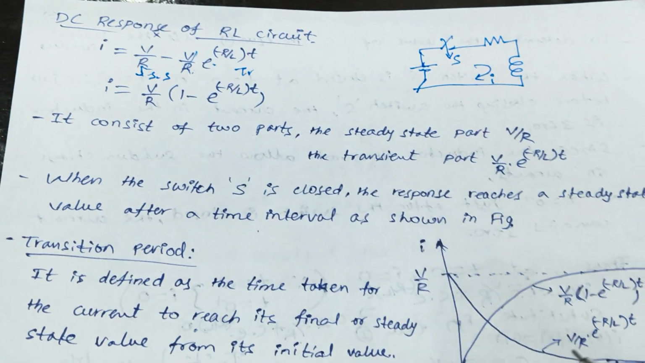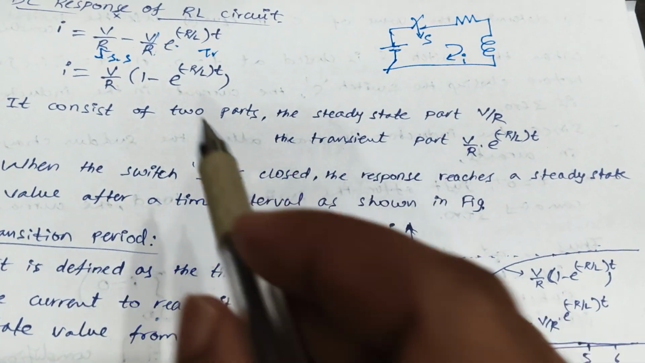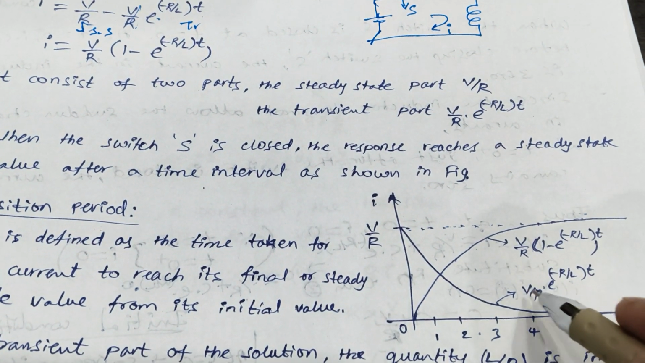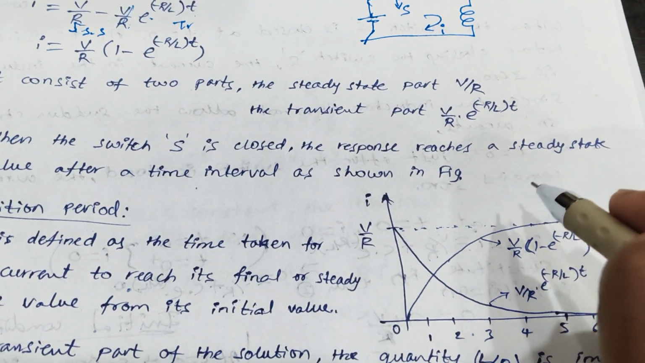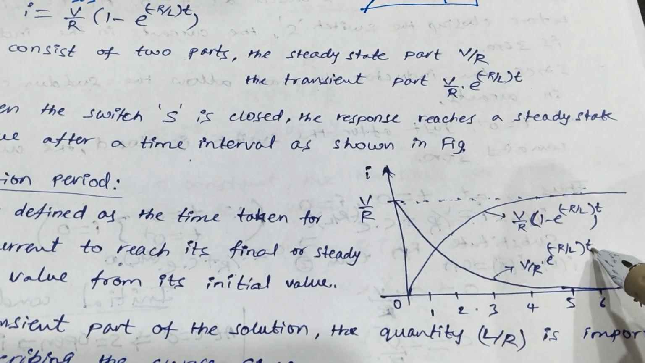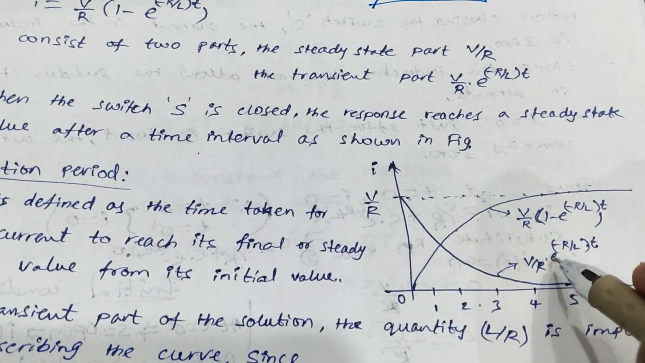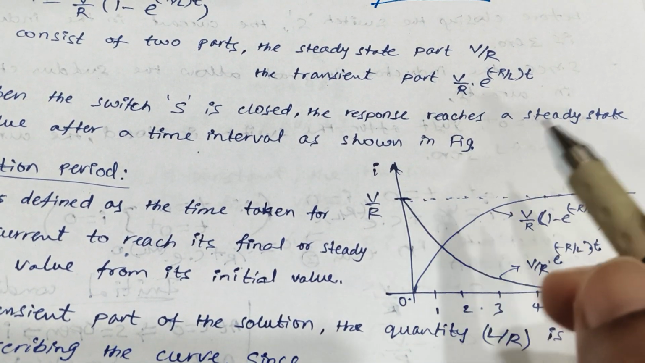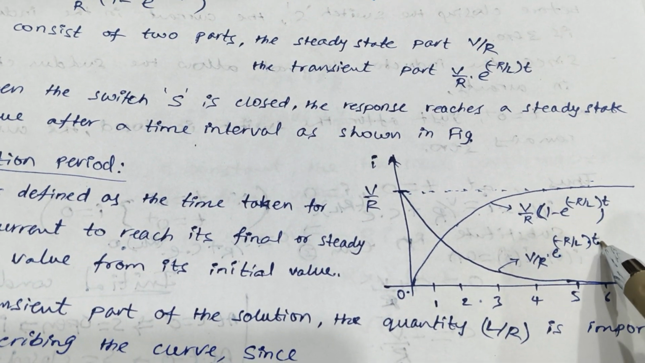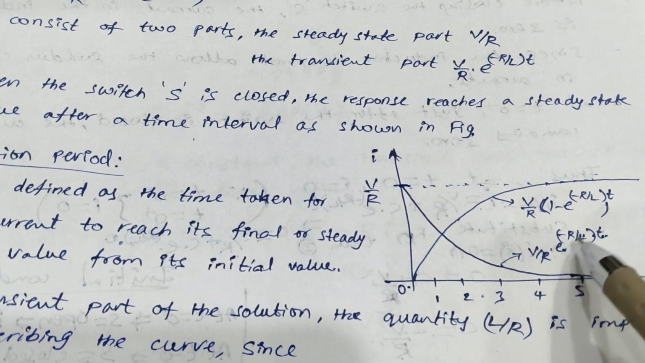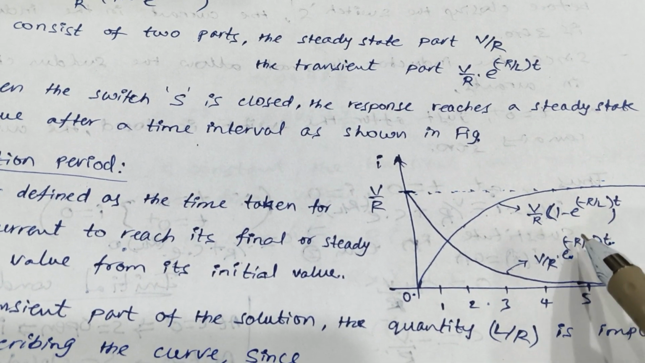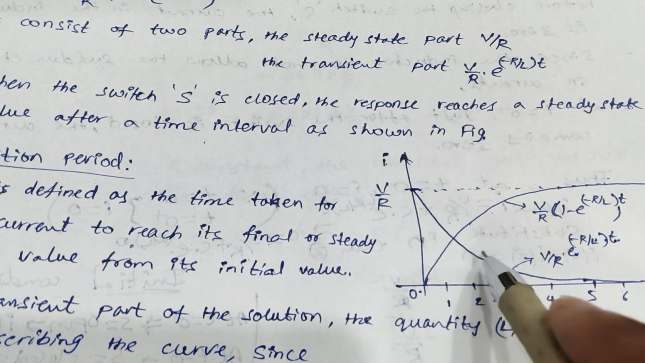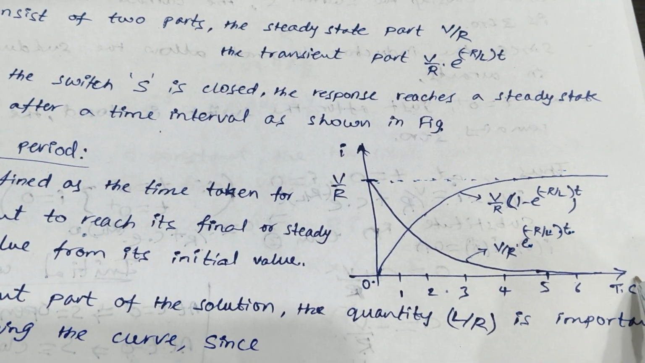By neglecting that sign, if you see at t is equal to 0, in the transient part V by R into e power minus R by L into t, if you substitute t is equal to 0, e power 0 is equal to 1, so we get V by R. At t is equal to 0, it has to start from V by R. Then when t tends to infinity, e power minus infinity is nothing but 1 by e power infinity, which is 1 by infinity, which is 0. That's why it goes to 0 as time tends to infinity.